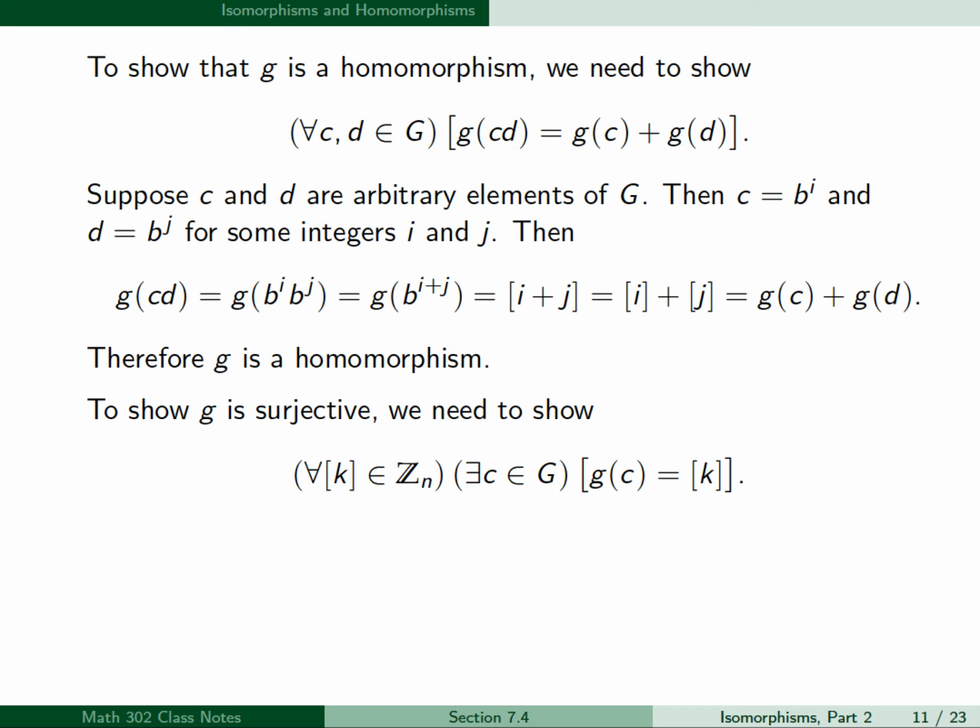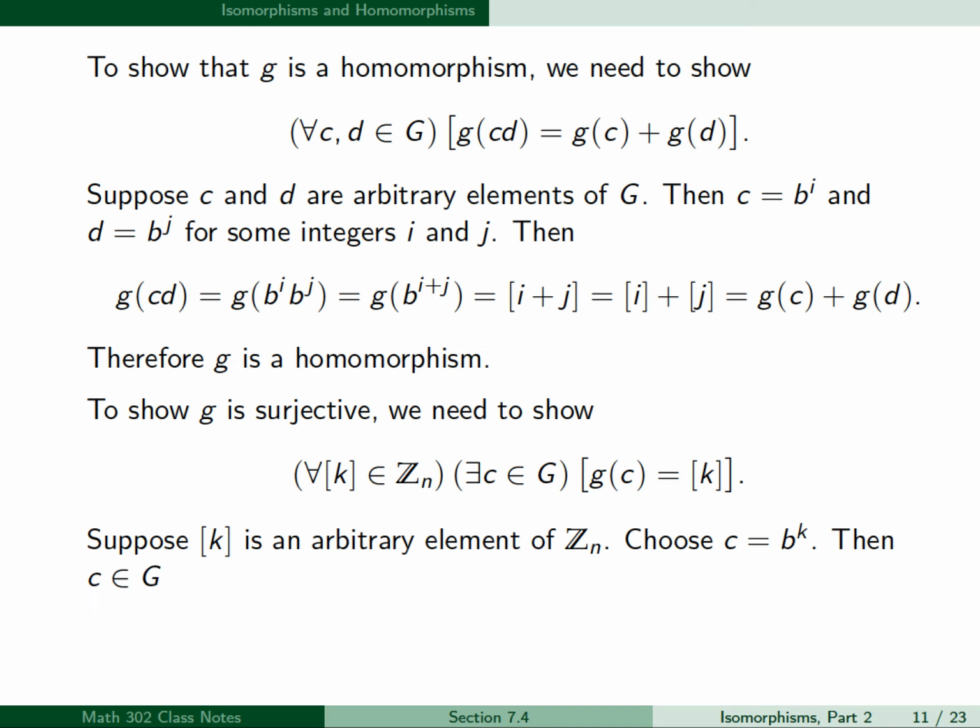To show g is surjective, we need to show for all congruence classes k in Z sub n, there exists a c in G such that g of c is equal to the class of k. So suppose the congruence class of k is an arbitrary element of Z sub n, and we can choose c to be b to the k, then c is in G, and g of c is equal to g of b to the k, which is the congruence class of k, and this shows that g is surjective.